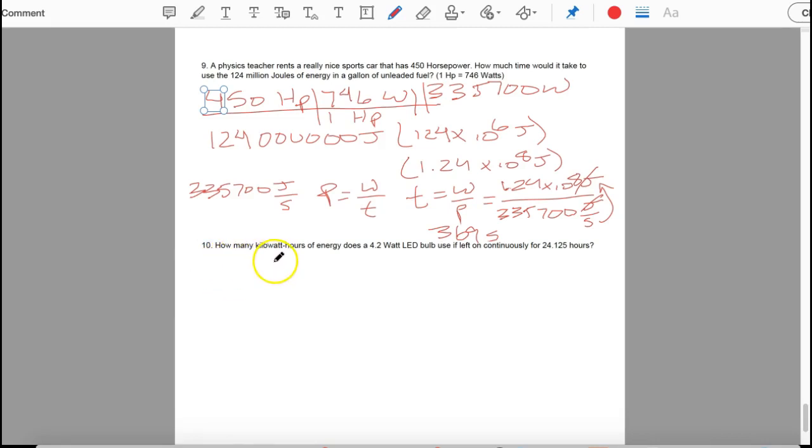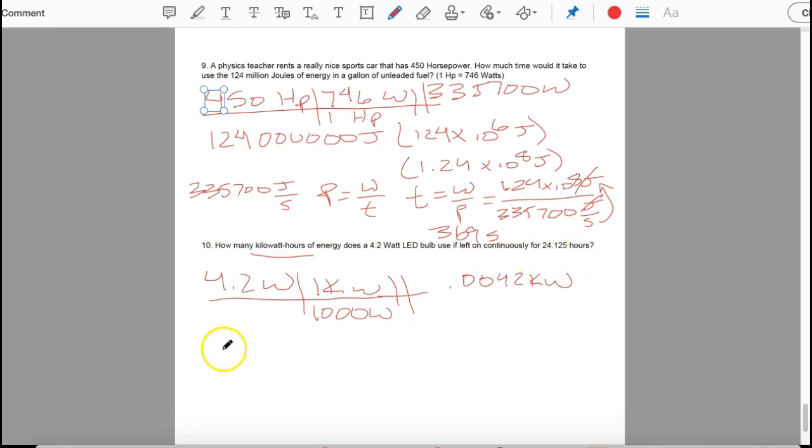Very last question. It says, how many kilowatt hours of energy does a 4.2 watt LED bulb use if it's left on continuously for 24.125 hours? So I'm going to start with 4.2 watts, and if I want kilowatt hours of energy, I need to convert the watts to kilowatts. So I have 1,000 watts in 1 kilowatt, and if I divide the two, 4.2 divided by 1,000, I'm going to move that decimal over, and I'm going to get 0.0042 kilowatts. It's going to run for 24.125 hours.